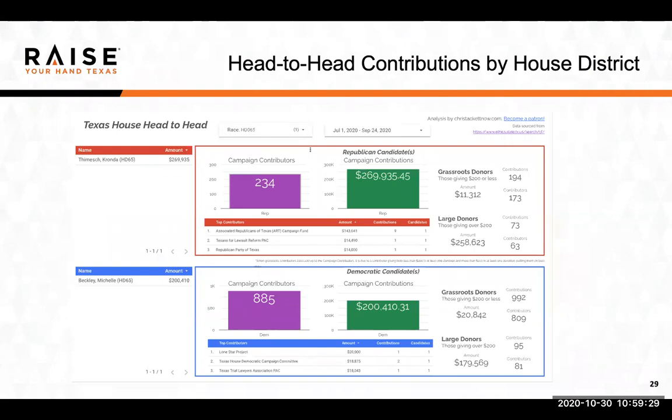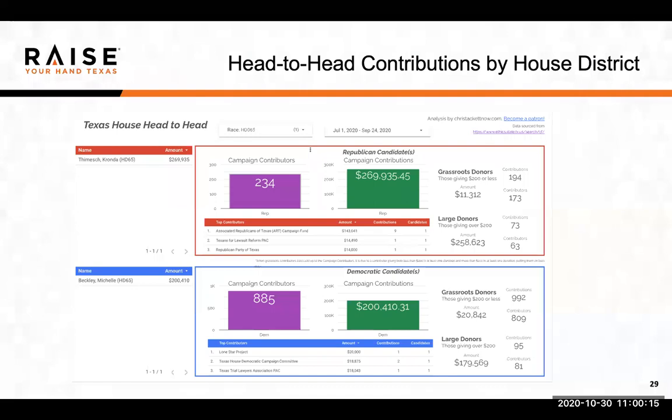Okay, let's take a look now at a particular House district, and let's compare the two candidates in their contributions received. Let's compare them one to another. In this case, this is a Denton County example here, and the Republican candidate during this time period has 234 contributors and has raised $269,000, and the Democrat for that race has 885 contributors and $200,000 in contributions for that time period. You can see the organizations that are in ranked order for the top contributors.